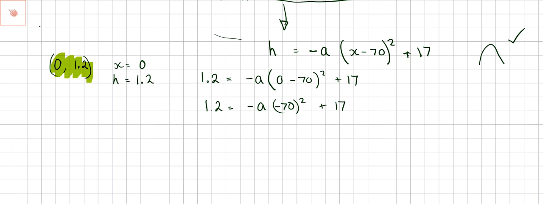What do I do next? Square it. So this gives me 1.2 equals negative a times 70 squared. Negative, it's a positive number, right? Plus 17. Okay. So I've now got 1.2 equals negative 4,900a plus 17. And what am I trying to find? a. Okay, how do we go about it?